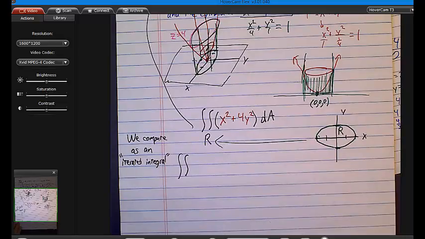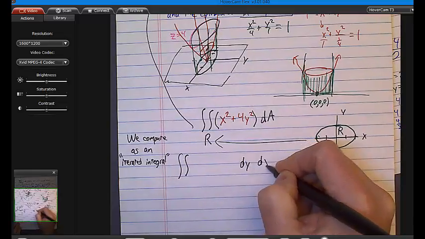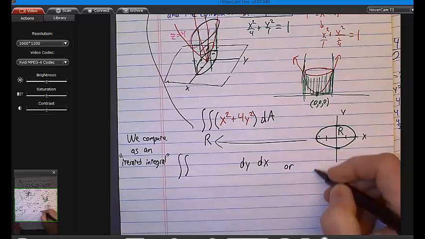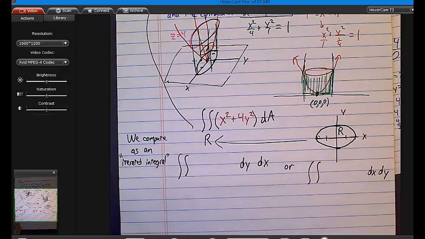Okay? So you either compute dx dy or you compute dy dx. I think the first way I'll show you is dy dx, or integrate dx dy. And by the way, I'm about to do a trick that you guys should try to use as often as possible in this chapter. Okay?